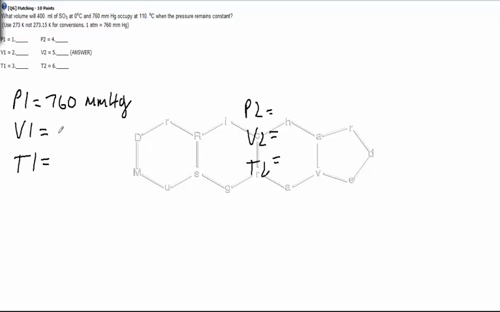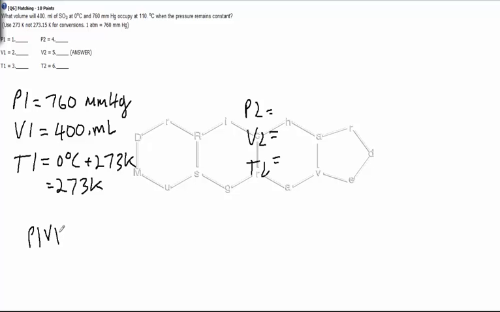The volume here is 400 milliliters, and the temperature is 0 degrees Celsius, which is going to be converted into 273 Kelvin, so that'll be 273 K. Temperatures here are always going to be in Kelvin. It's because we can never have a zero as a temperature, because remember it's going to be on the bottom when we do our P1 V1 over T1 equals P2 V2 over T2. There's no way we could ever have a zero temperature there, so we always have a Kelvin temperature here.